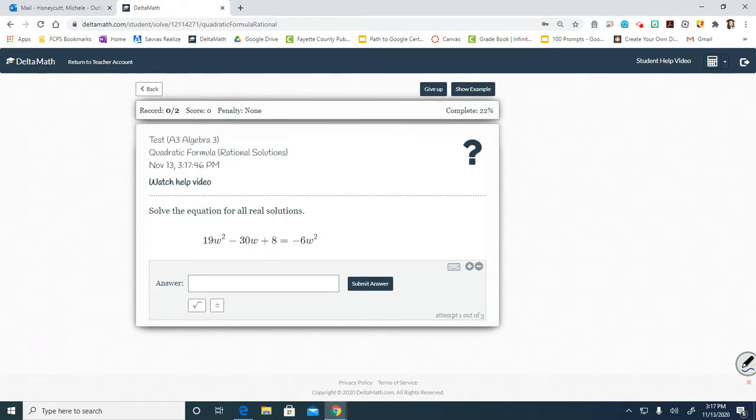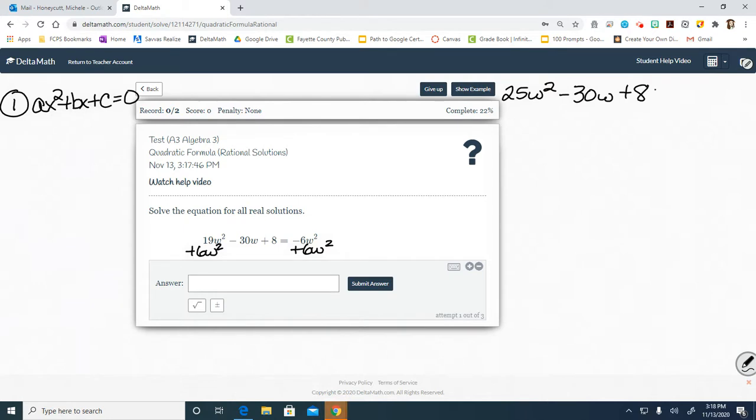So the first thing that you need to do is write it in the form ax squared plus bx plus c equals 0. This is called standard form. So that means I'm going to add the 6w squared to both sides on the like terms. Then I'll come over here. 19 plus 6 is 25w squared minus 30w plus 8 now equals 0.